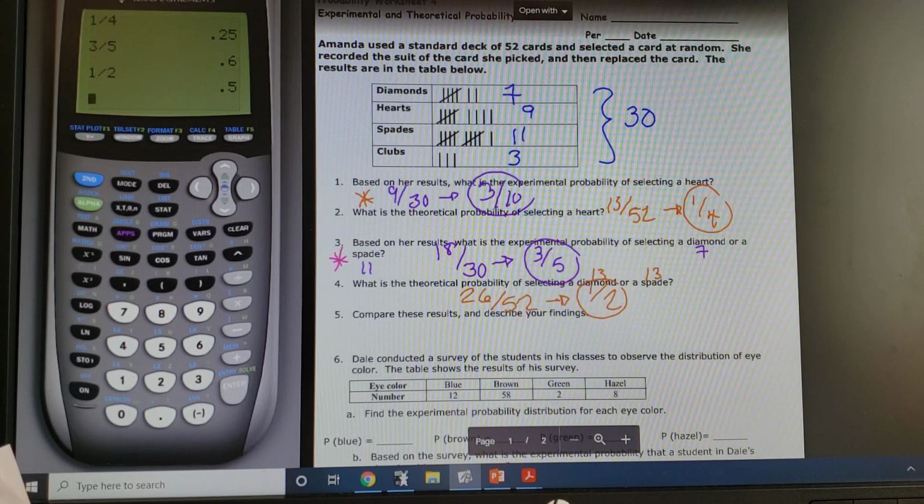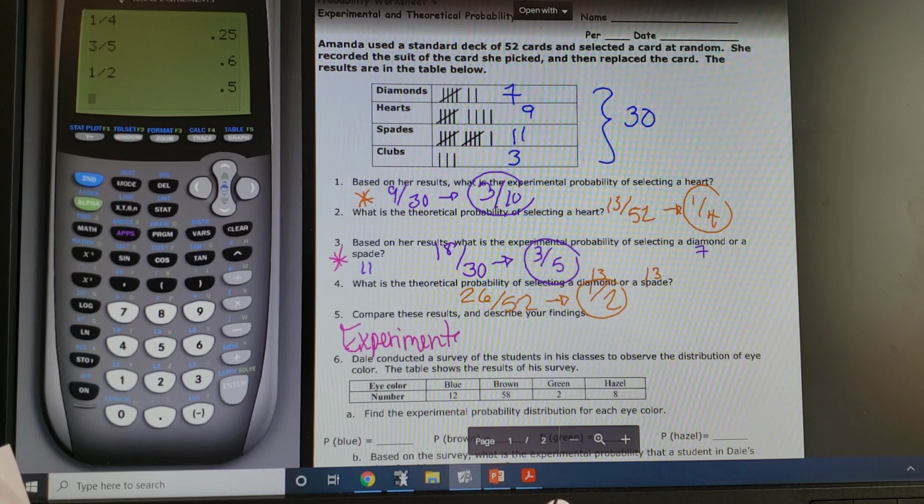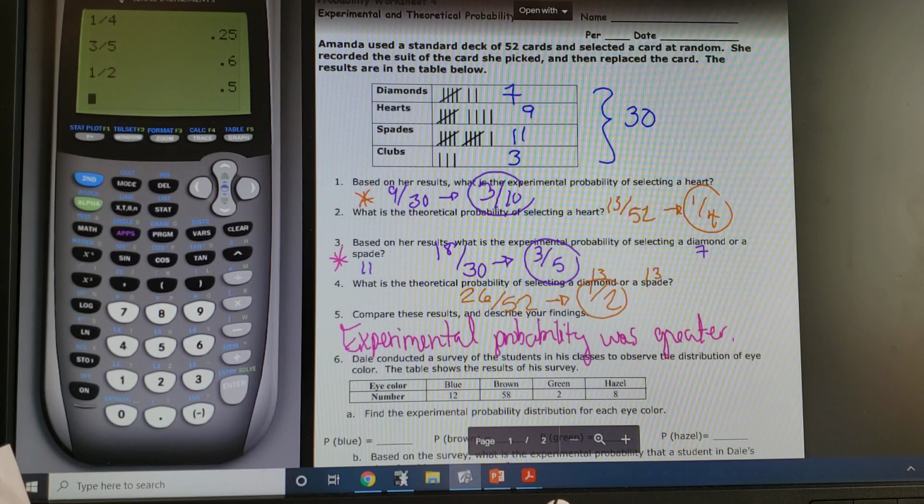There are other ways too. You could say that you're less likely using theoretical. Let's try to be more positive though. So experimental probability was greater. You could also say a bunch of other things. Anyone else have an idea of what they'd want to say? Greater chance. Greater chance. Yeah, I like that. Awesome.